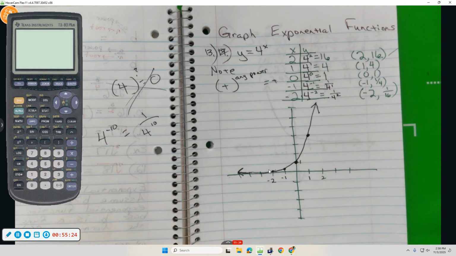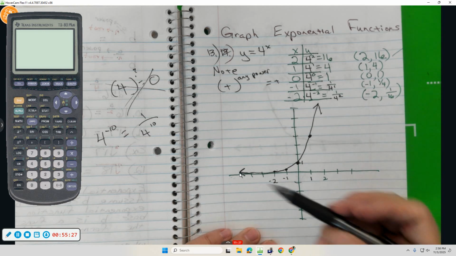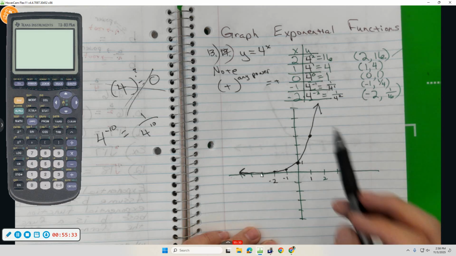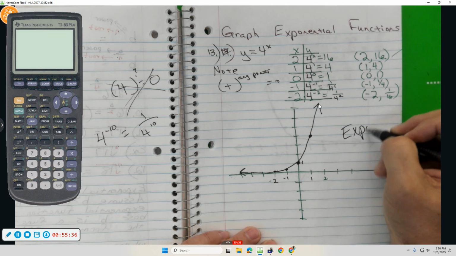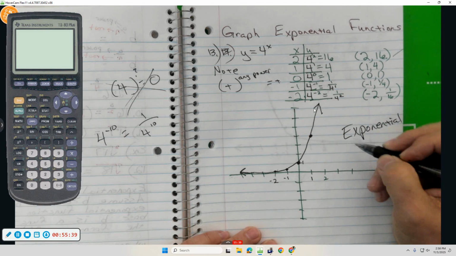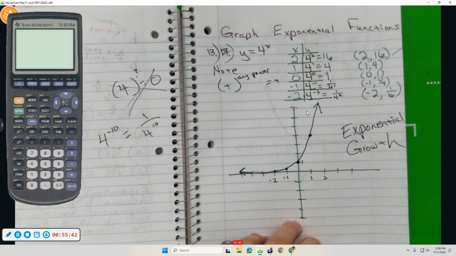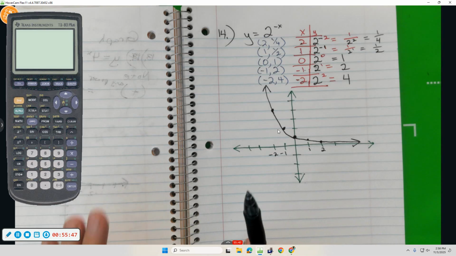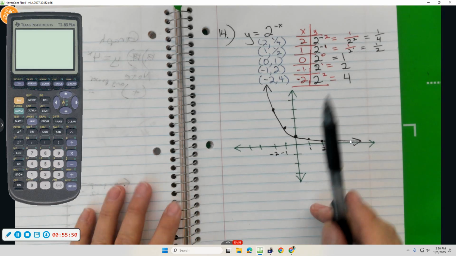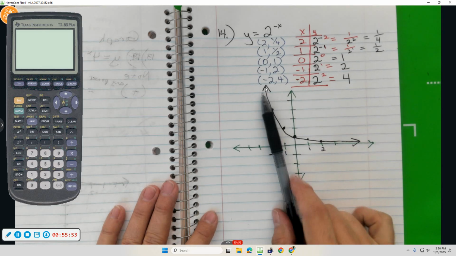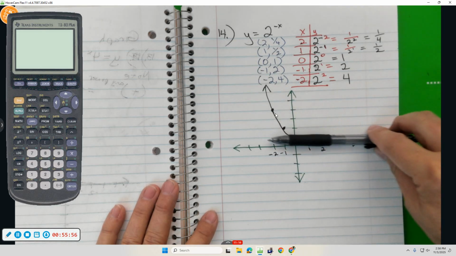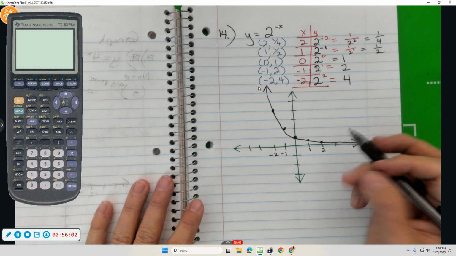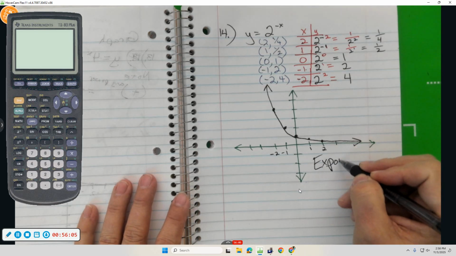But for an exponential graph, you're expecting two possibilities. One illustrates exponential growth. The left side is flat, the right side is steep. The other possibility is exponential decay. In exponential decay, you expect the left side to be real steep and the right side to go down so that it's extremely flat. This graph is a typical graph illustrating exponential decay.